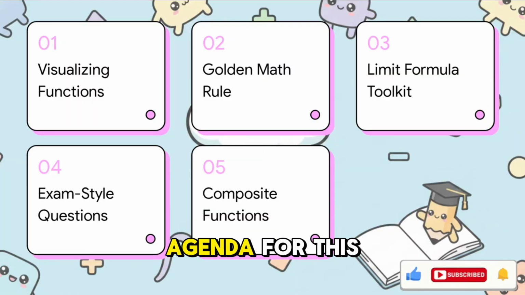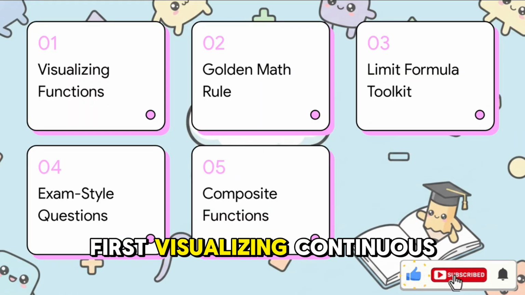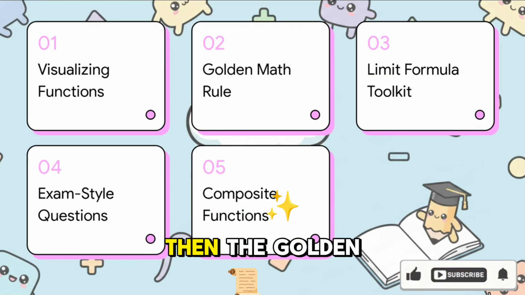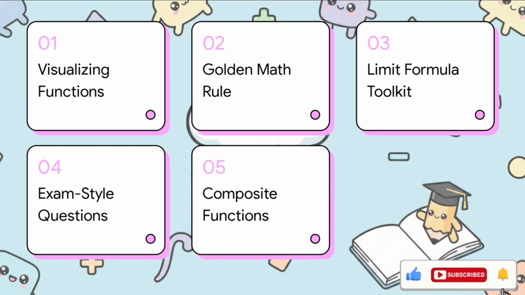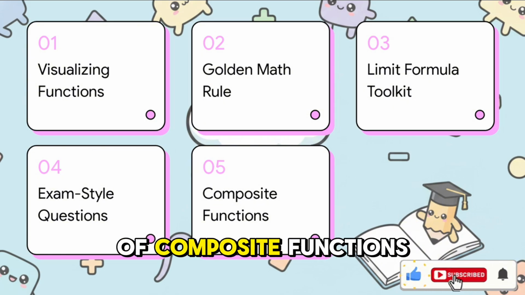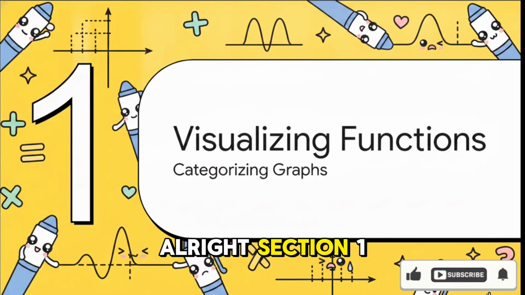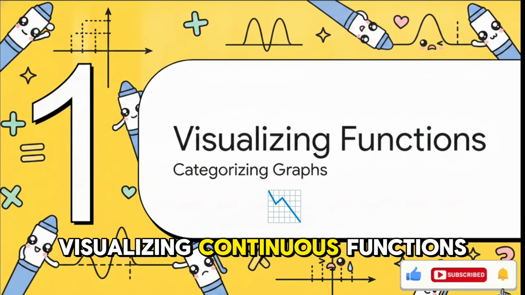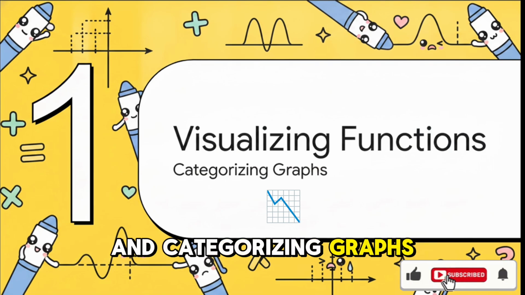So, here's our agenda for this revision. First, visualizing continuous functions. Then, the golden mathematical rule, followed by the limit formula toolkit, solving exam-style questions, and finally, continuity of composite functions. All right, Section 1, Visualizing Continuous Functions and Categorizing Graphs.